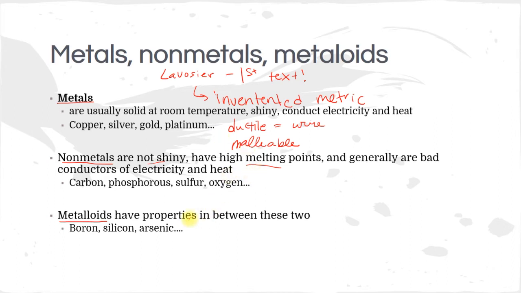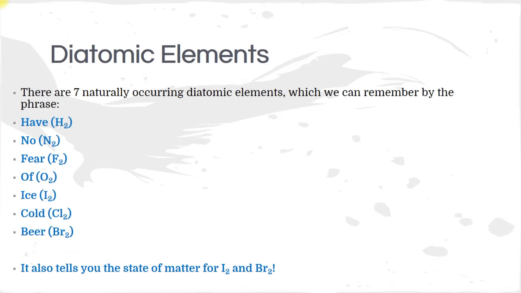All right, and then metalloids, there's only 6 of them, and they're in between the metals and the nonmetals. So I'll show you a periodic table in just a second to help you find those 6 elements.